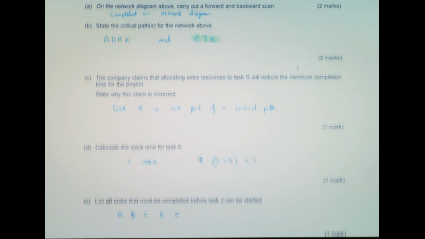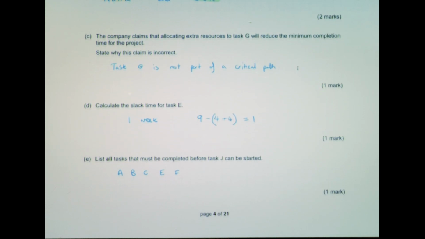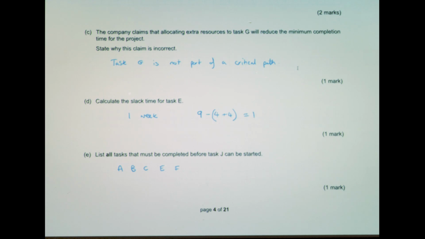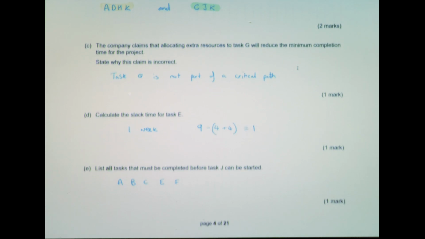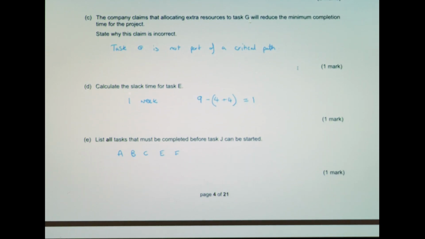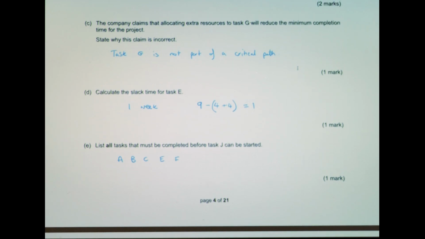The next thing that was asked, part E, was to list all the tasks that must be completed before task J can start. It doesn't matter what order they give that in, but essentially we're looking for everything that's going to be before that. That's going to be A, B, C, E, and F. This section of question 2 was completed generally very well by students.